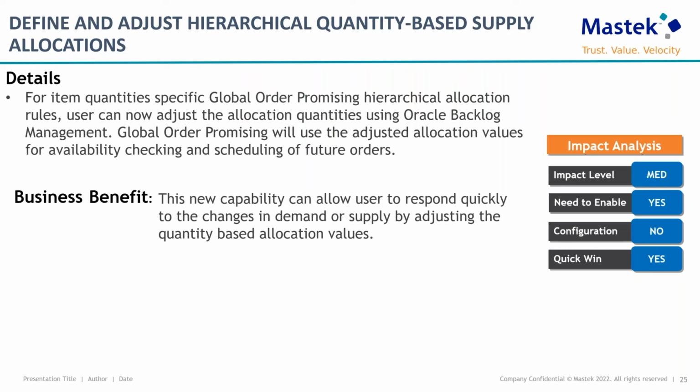You can use this new capability to respond quickly to the changes in demand or supply by adjusting quantity-based allocation values. Users need to opt in to two features in supply chain planning in order to use this feature. First, that's high volume order promising, and next is multi-level allocations in order promising. And the business benefit: the new capability allows users to respond quickly to changes in demand or supply by adjusting quantity-based allocation values.